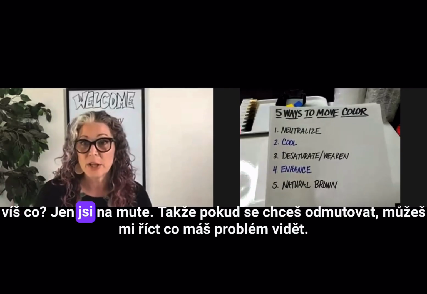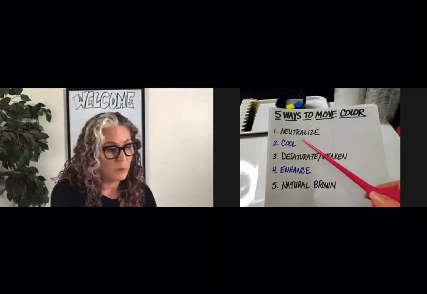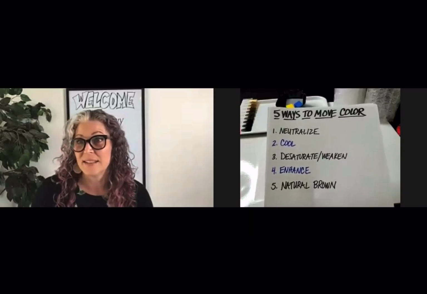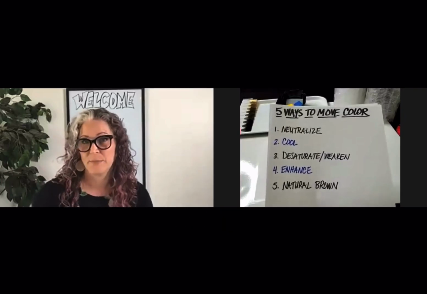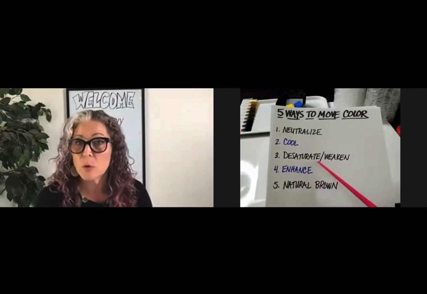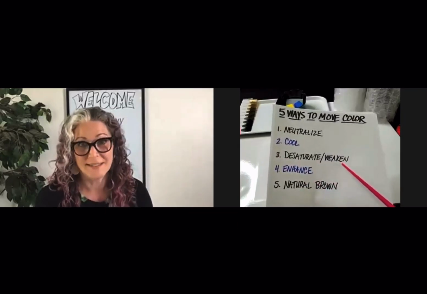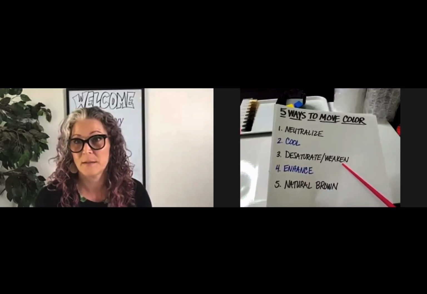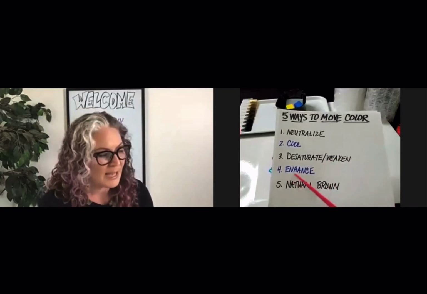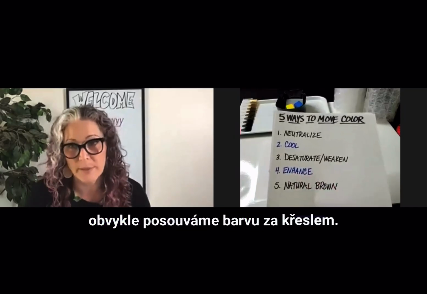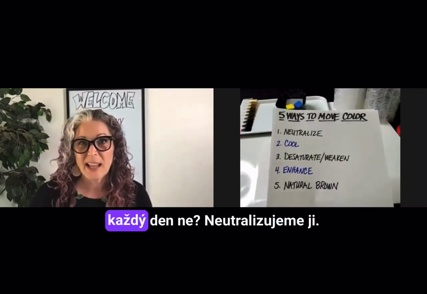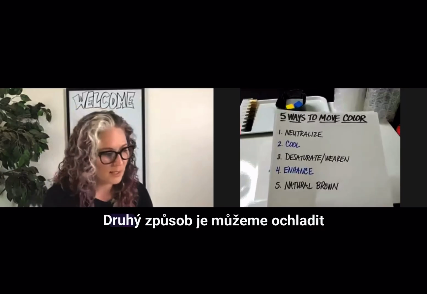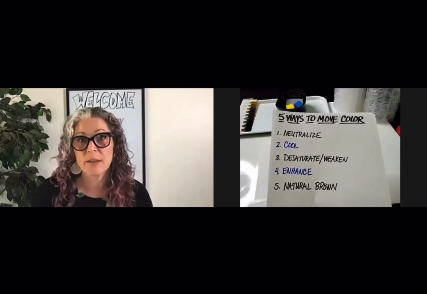Okay, so the 5 ways that we generally move color behind the chair. The first way, we all do that every day, do we not? We neutralize. The second way is we can cool it. The third way is we desaturate or weaken. Another word is mute it. The 4th way is we enhance it. We go with the warmth. We don't fight it. And the 5th way is we create a natural brown. This one is going to come in handy if you work with fashion colors.